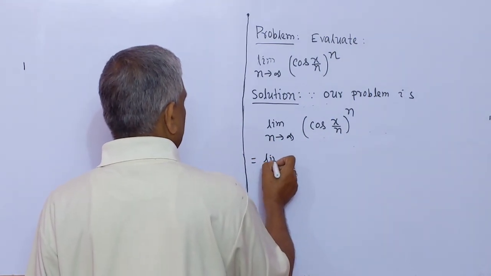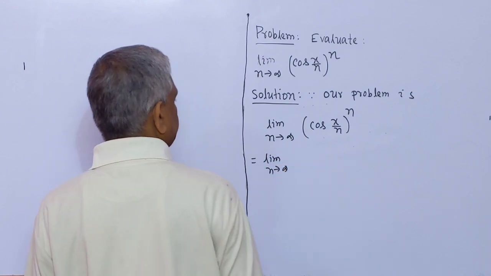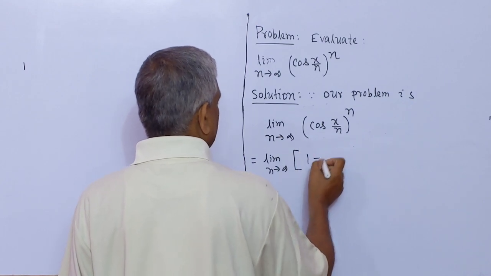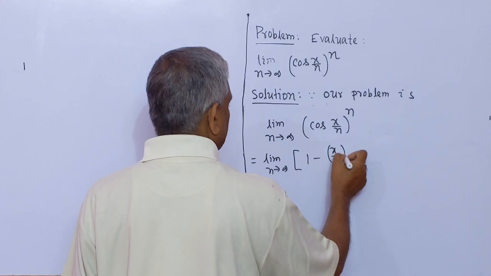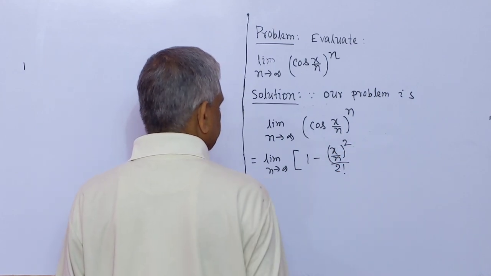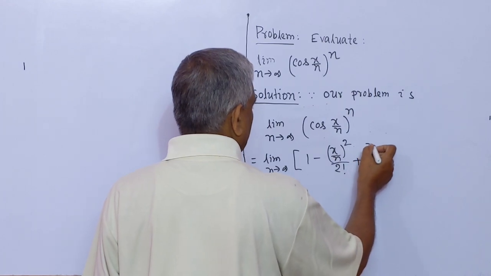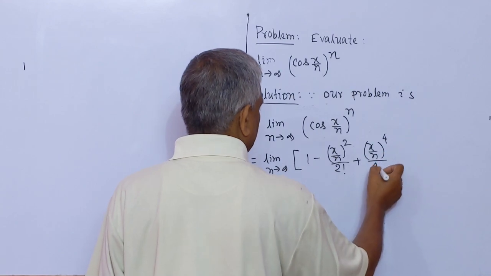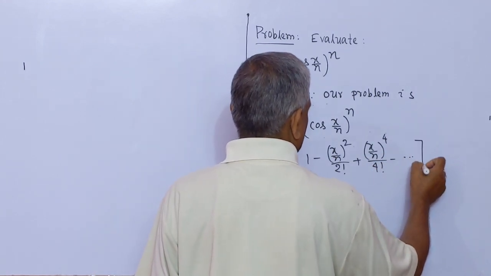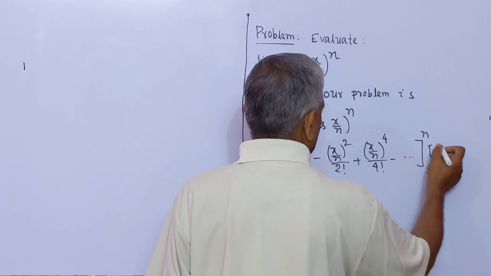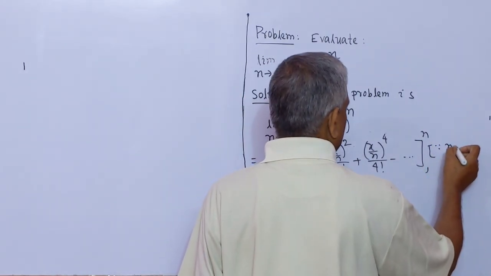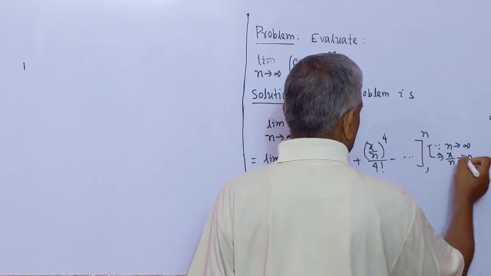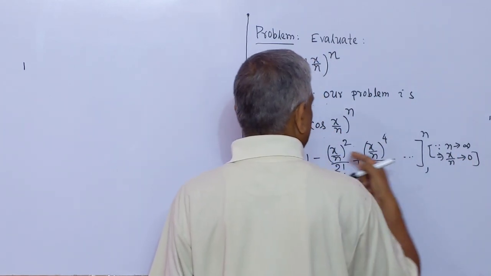This is equal to limit n tends to infinity, (1 minus (x by n) whole square by factorial 2 plus (x by n) whole to the power 4 by factorial 4 minus ...) to the power n. Since n tends to infinity implies that x by n tends to 0, and so we have expanded this.